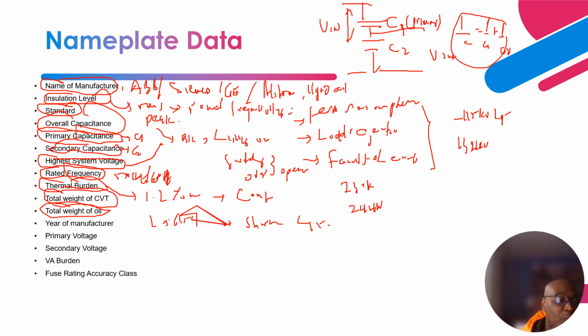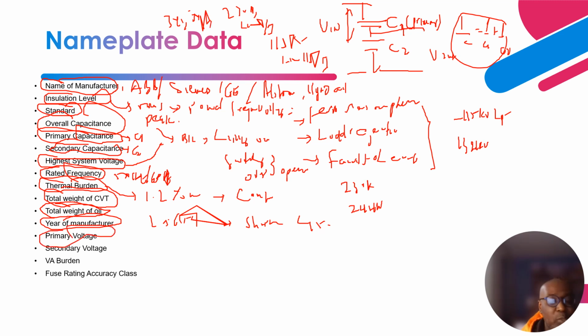Also, you see the year of manufacturing. Then your primary voltage. Your primary voltage on 115 is line to line, then line to ground is 115 over root 3. Similarly, for 230 kV, you see line to line of 230 kV and line to neutral of 230 kV over root 3. Similarly, for 345, you see line to line voltage of 345 and line to neutral voltage of 345 over root 3.